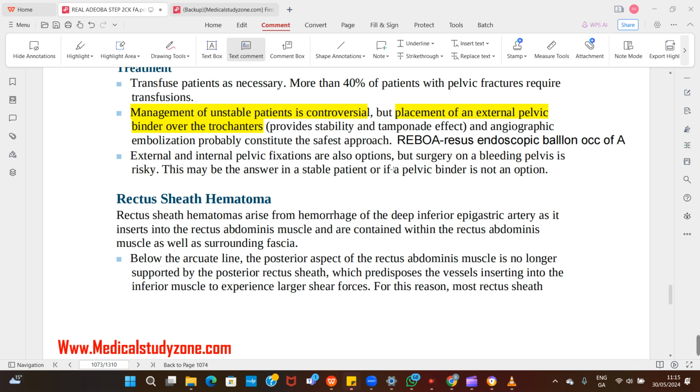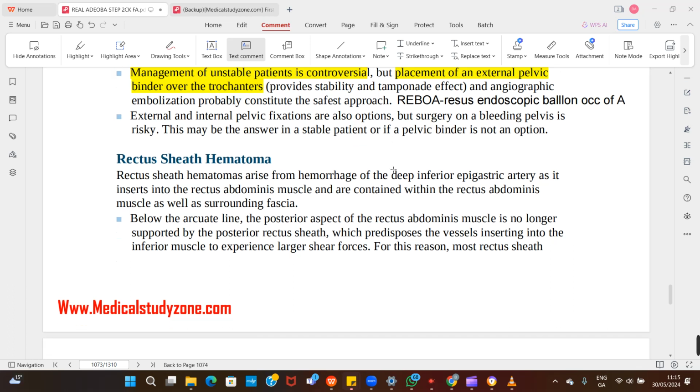Enclosed within this muscle and the sheath is the inferior epigastric artery, so it penetrates deep into the muscle and it is contained within the muscle and the fascia, which forms the rectus sheath. Now, below the Harquet line, I know that Dr. Babainde must have talked about this. Below the Harquet line, the posterior aspect of the rectus abdominis muscle is not supported by the posterior rectus sheath, so it's not covered by that sheath.